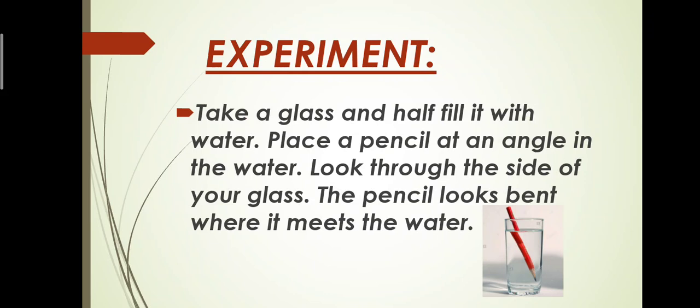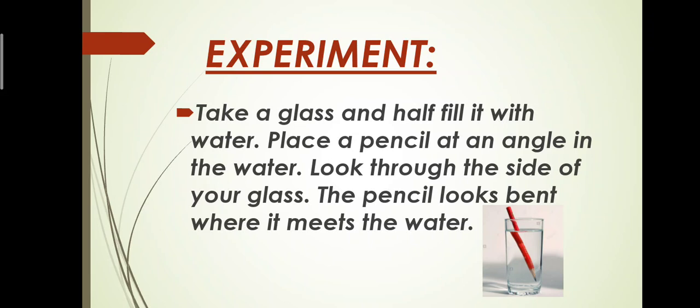Now, take a glass and half fill it with water. Now place a pencil at an angle in the water. Look through the side of your glass. You will see that the pencil looks bent where it meets the water. This bending of the pencil is actually showing you the phenomenon of bending of light rays. You can see in the picture also, when you have put the pencil in the glass, at the very end where the pencil nib is joining the water, the pencil nib is bending. So this is all for today, class 5.